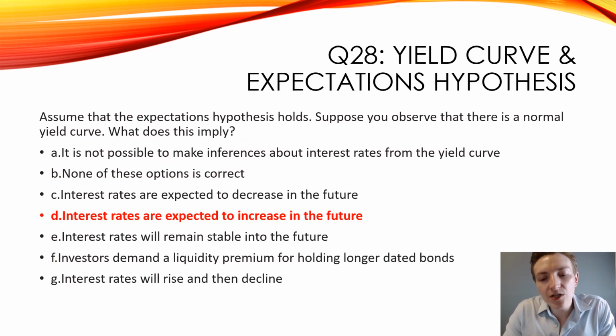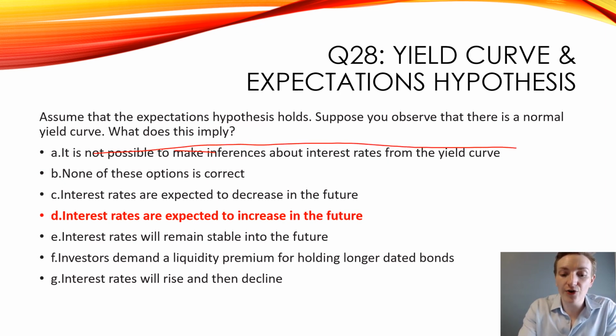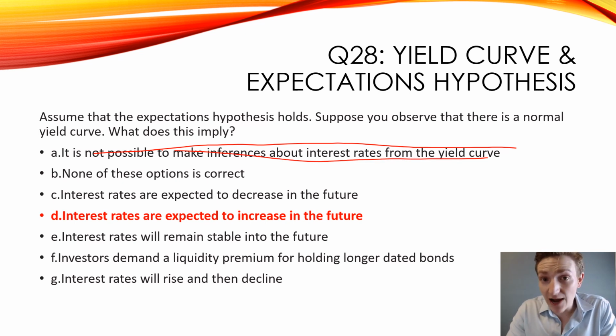In this question, you're being asked about yield curves and the expectations hypothesis. It says, assume that the expectations hypothesis holds. Suppose that you observe that there is a normal yield curve. What does this imply? Well, under the expectations hypothesis, the forward rate is equal to the expected short rate. There is no liquidity premium under the expectations hypothesis. So this enables us to rule in and rule out some of the options. The first one is, it's not possible to make inferences about interest rates from the yield curve. That is tautologically incorrect. That simply is not true. You can make inferences about interest rates from the yield curve, so A is just wrong.